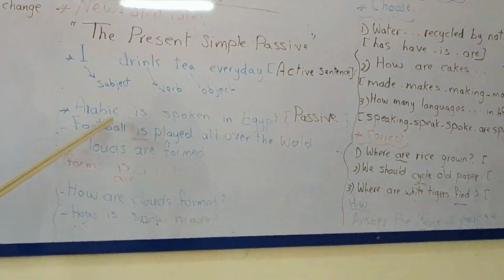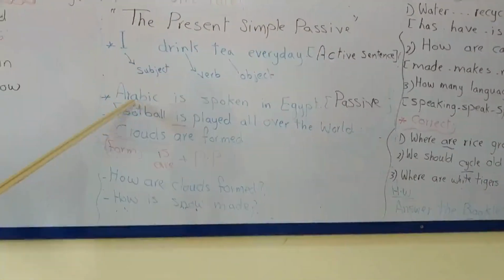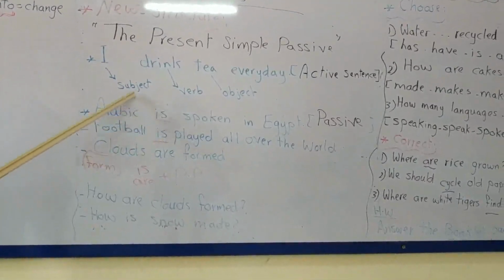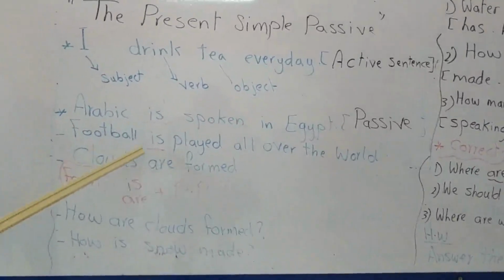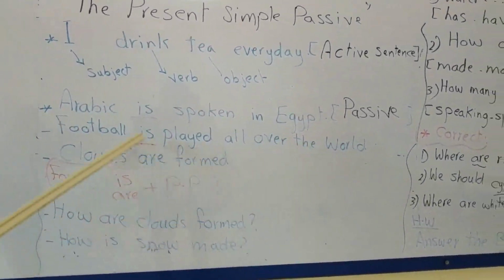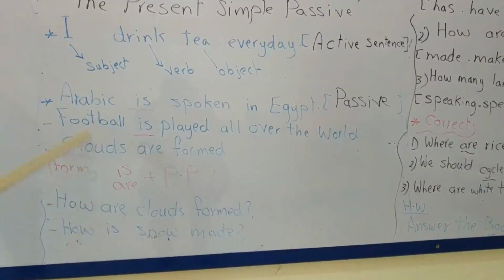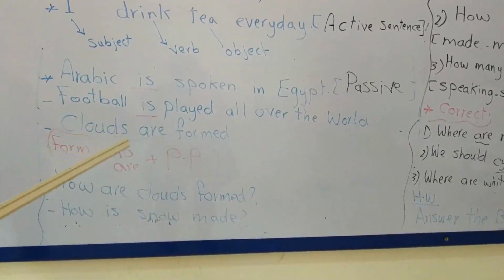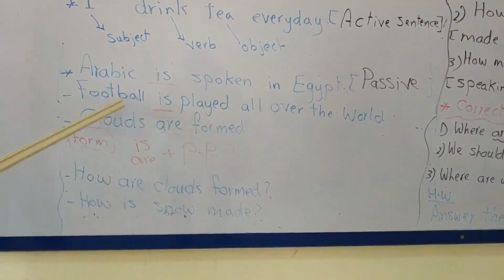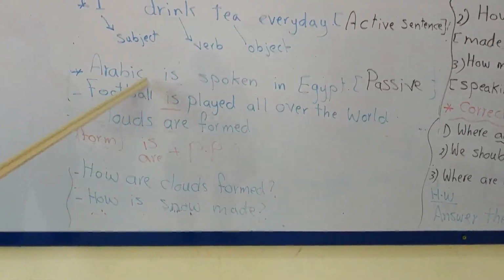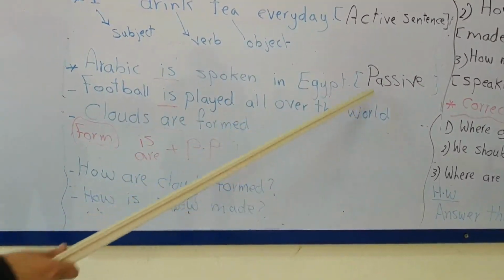Arabic. Can Arabic speak? No, of course not. So when the subject can't do the action, can't do the verb, this is passive. Again, another sentence. Football is played all over the world. When we say Mohamed Salah plays football, Messi plays football, when we say someone, we put the verb play. But when something can't do the action, it is played. Look at is played. This is passive.